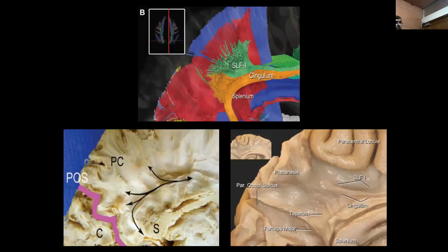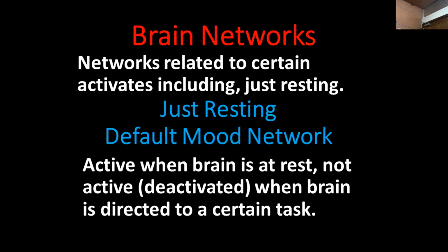And it connects, as I said, with various connections. Here, posteriorly at the splenium, it connects with the precuneus and the cuneus, which is the occipital area. So we are talking about brain networks. These are networks that are related to certain activities, including just listening.